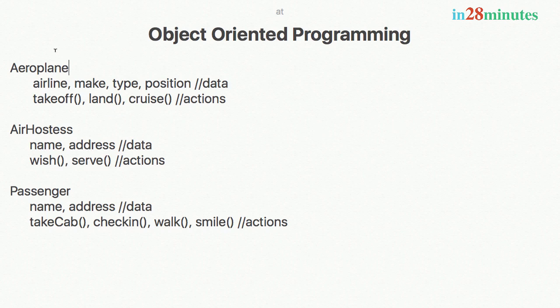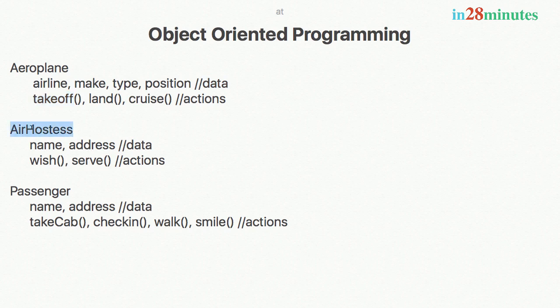Once we identify the things that are involved, we identify what data you would want to use about that specific thing. So what is the data that can represent an airplane? Maybe which airline, what is the make of the airplane, what is the type of an airplane, whether it's an Airbus or not, and what is the position, where is it currently. So that's typically the data. And also you think in terms of actions. You'd be thinking in terms of the actions that you can perform on an airplane. Take off, land, cruise, a lot of things that you can do on an airplane.